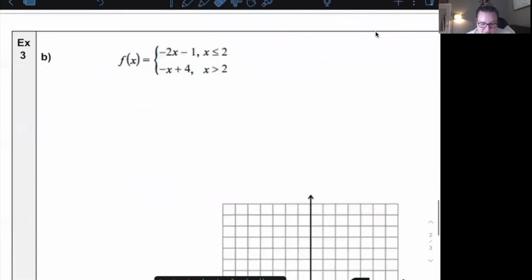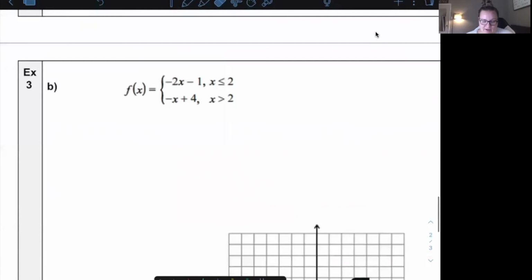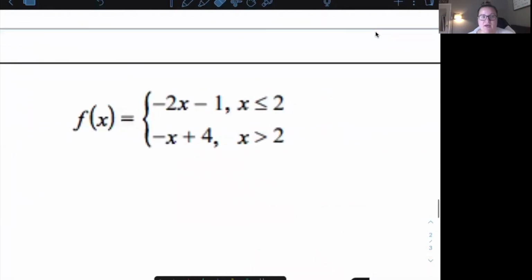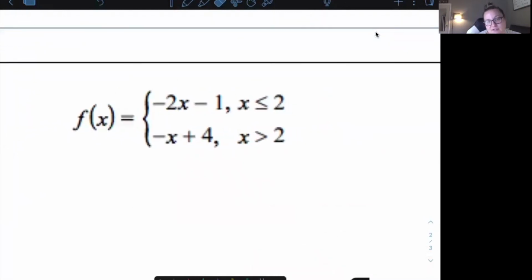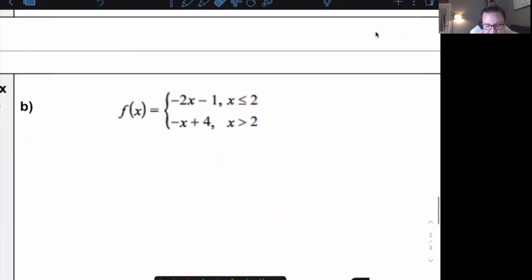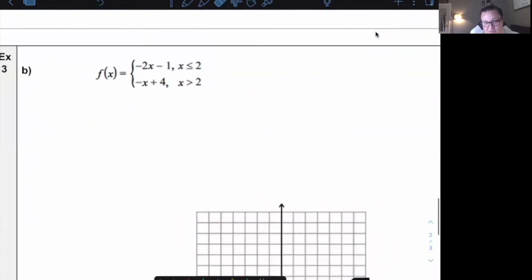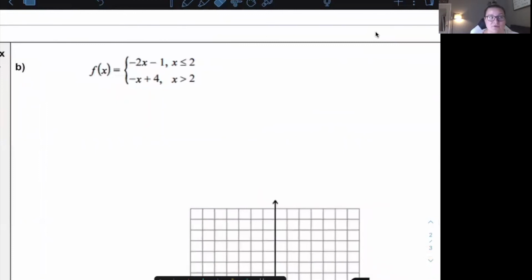For example 3, part B, you're going to graph the piecewise function f of x equals -2x minus 1 for x is less than or equal to 2, and -x plus 4 for x is greater than 2. So find your endpoint for each of those, use your slope, and then graph that piece of the line. So go for it, give it a shot, press pause, and then press play when you're ready to check your work.